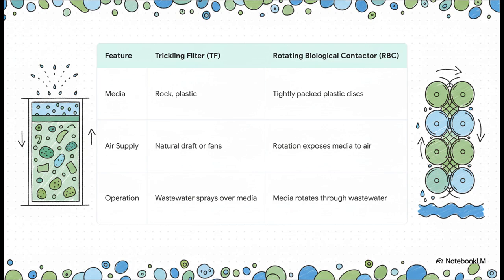An RBC, though, that's a different beast. You've got these huge plastic discs packed together on a shaft that rotates really slowly. About half of it is dipped in the wastewater, and the other half is exposed to the air. So it gets food and water, then it gets air. Food and water, then air. Same goal, totally different ways of getting there.